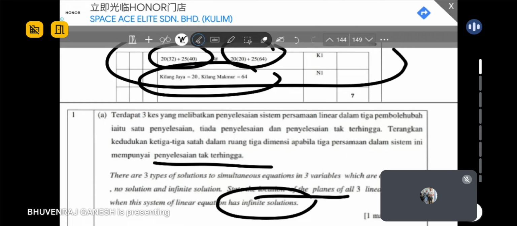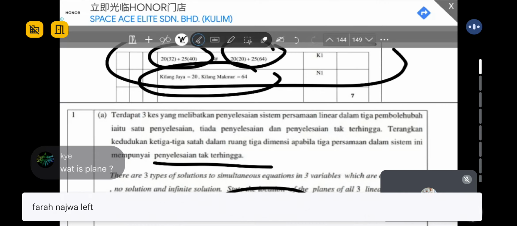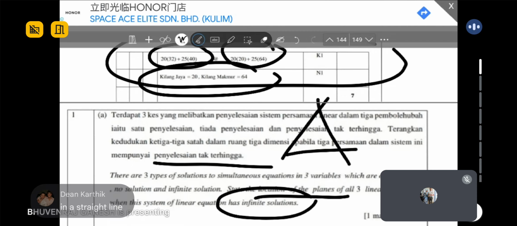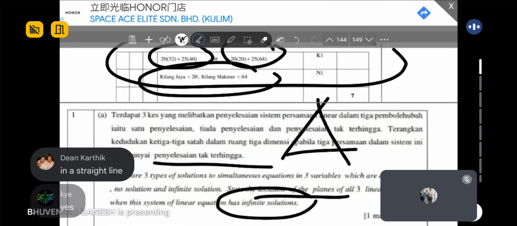So think and see guys. When you have infinite solution, where do all the planes locate? How are the three planes located? If anyone can answer this correctly, I'll be quite impressed. If anyone can answer this correctly, you really know the fact. So anyone? What is the location? A plane is like a triangle. Guys, solution of triangle you all learned, the chapter on solving triangles.